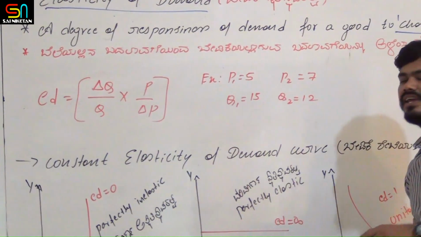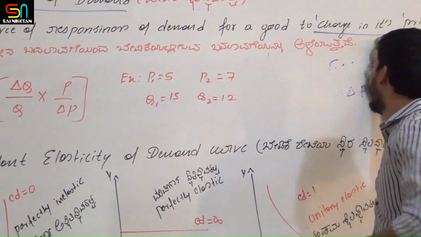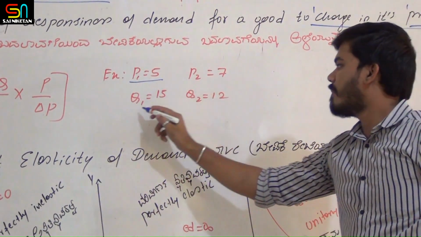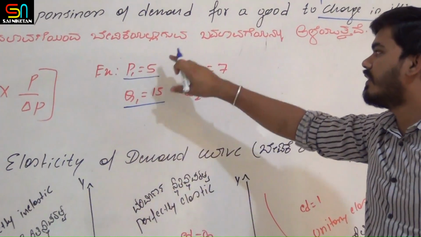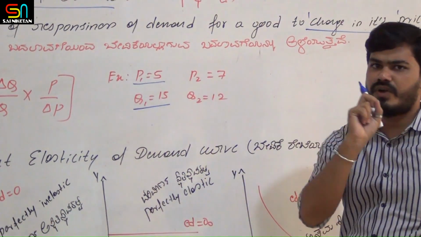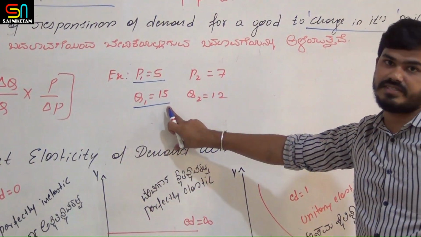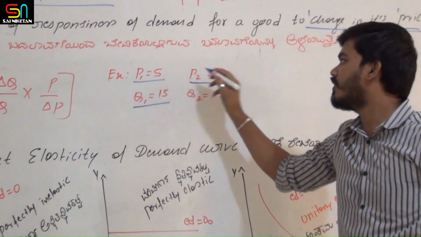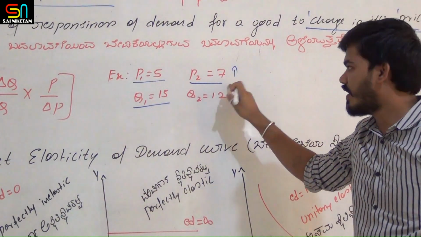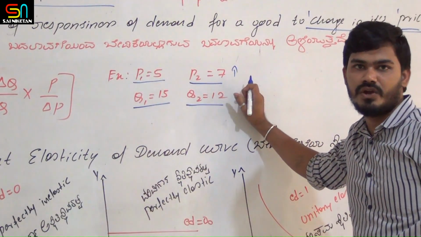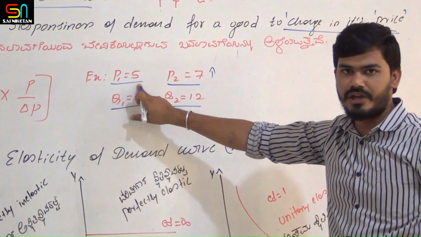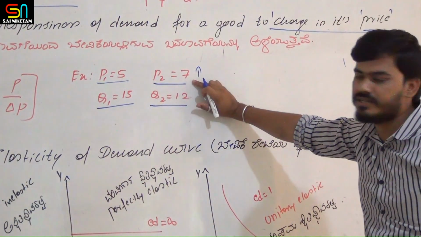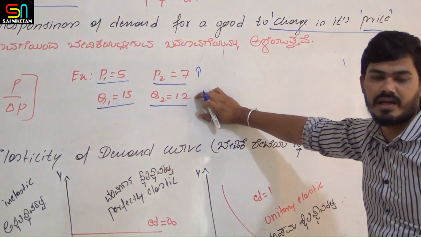So how can you calculate? Take one of the best or easiest examples. Here, before, the price is 5 rupees and you demand 15. For example, at 5 rupees per pen, you are buying 15 pens. Automatically the price of the pen increases to 7 rupees. Now you have to reduce your quantity demanded to 12. Before, the price was 5 rupees and you demanded 15 pens, and now the price is 7 rupees and you demand 12 pens in the economy.